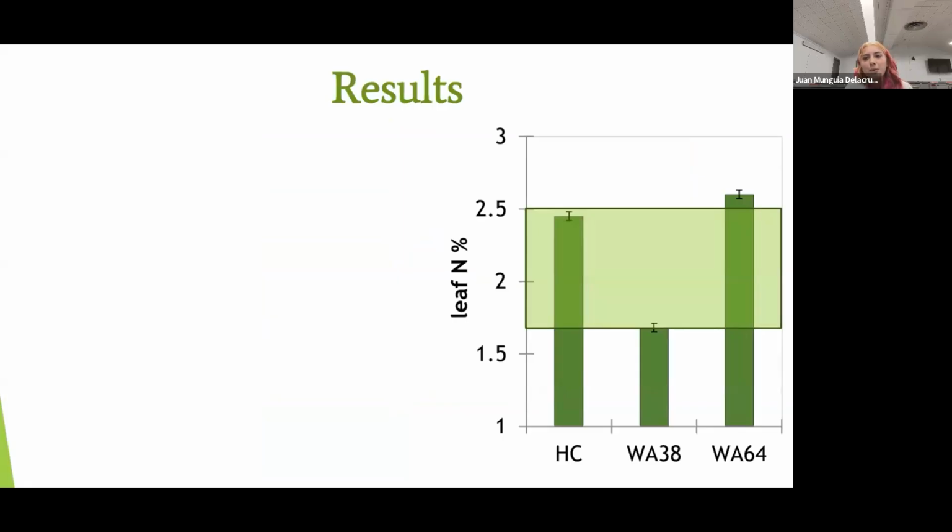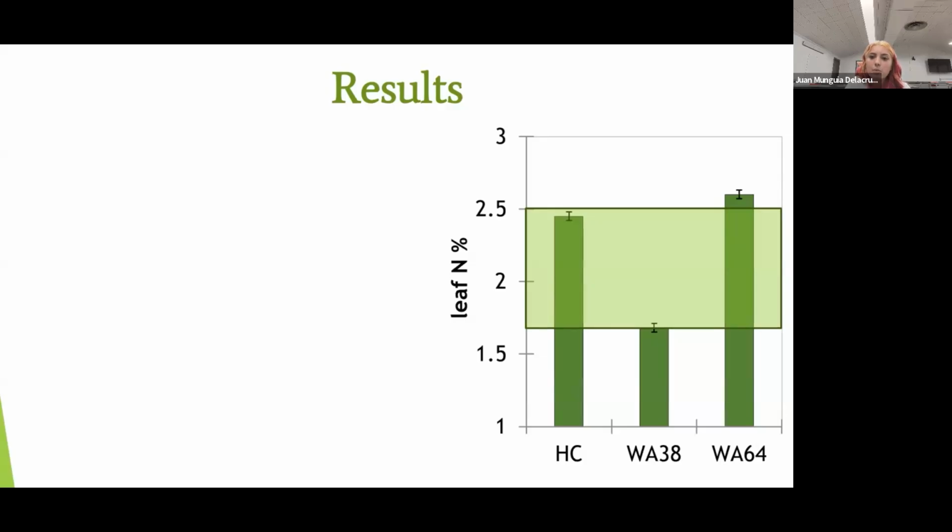Results. This is a bar graph of the nitrogen concentration of all leaf tissues by cultivar. The differences between tissues were not agronomically relevant. In this bar graph, I have placed a green box highlighting the recommended leaf nitrogen levels that Negar mentioned earlier.